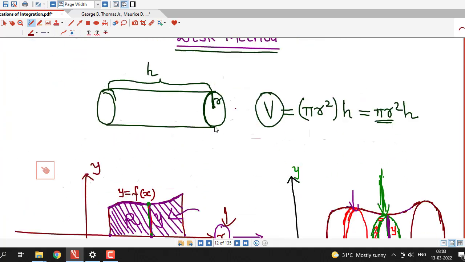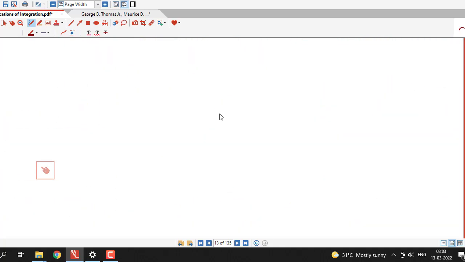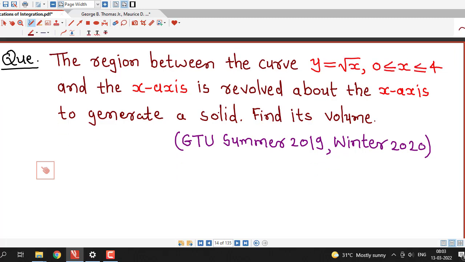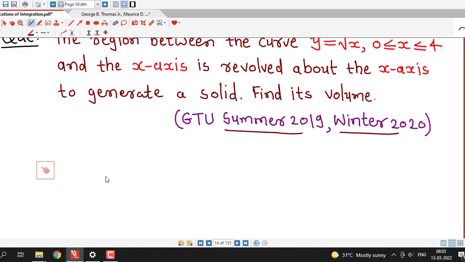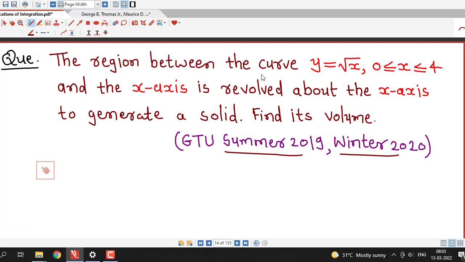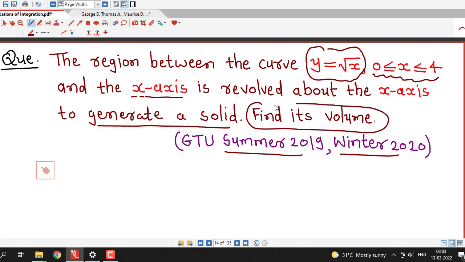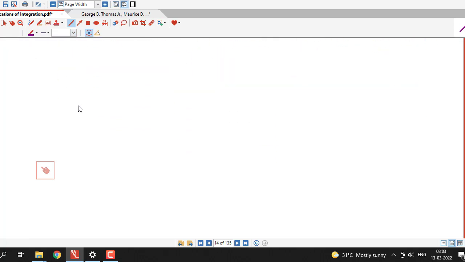So if you have understood this, we can easily discuss one question which was asked in the GTU Summer 2019 as well as Winter 2020 exam. So let us understand this question. The region between the curve y equal to square root of x, 0 less than or equal to x less than or equal to 4, and the x-axis is revolved about the x-axis to generate a solid. Find its volume. So first we sketch the region which is given and which we want to rotate about the x-axis.